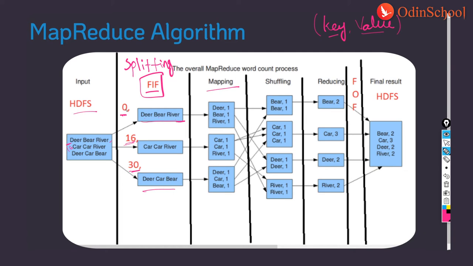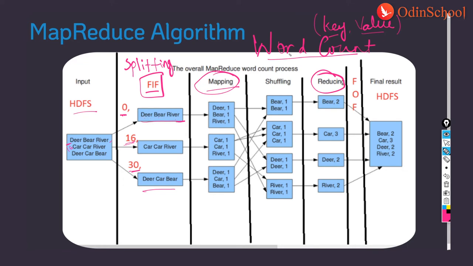As a developer, from an implementation perspective, you are writing only the mapper and reducer. Rest of the things would be taken care of by the MapReduce framework, so you don't have to write them. Then comes the mapping process, where this would be split again, because we want word count, right? In word count, this is again a line: deer, bear, river. This is a line.